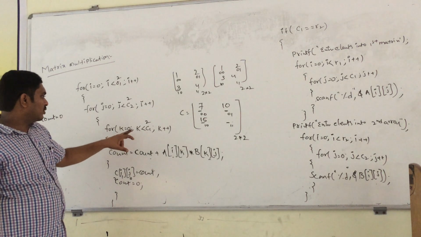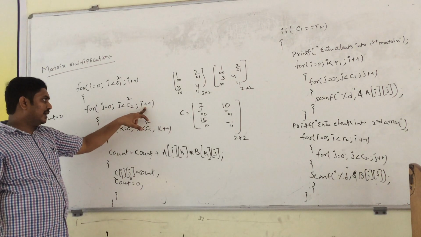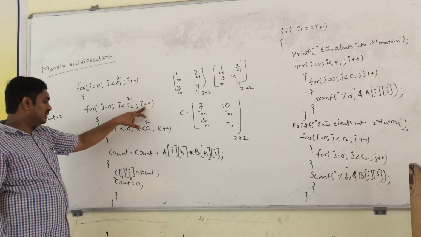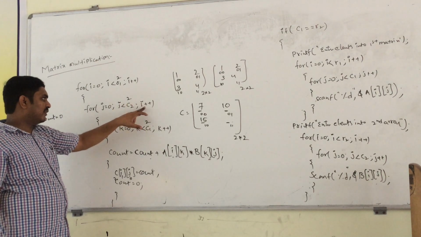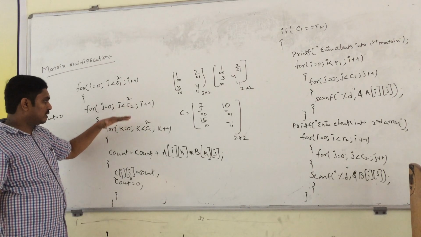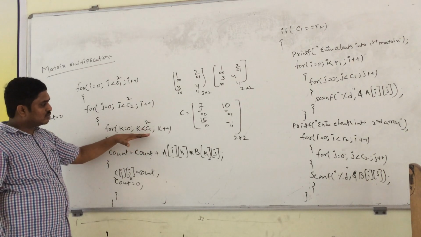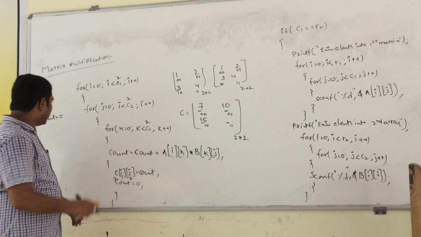Then it's the loop end. This is the end of the for loop of k, inside the jth for loop. Then j value is incremented. Initially the j value is 0. After the incrementation, it will become 1. 1 less than 2, condition true. It enters into the loop. k is equal to 0, 0 less than 2. It is true. Then it enters into the loop.